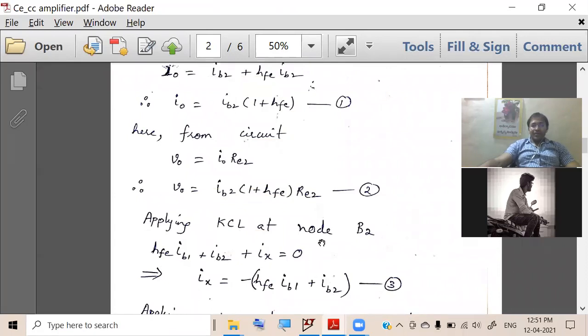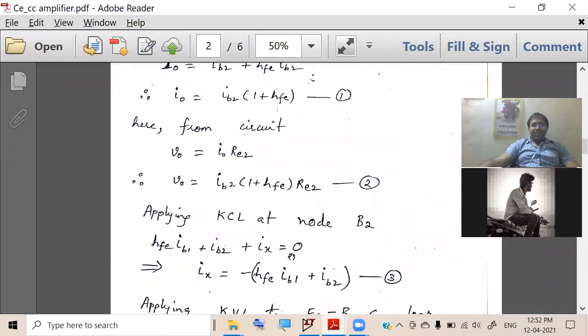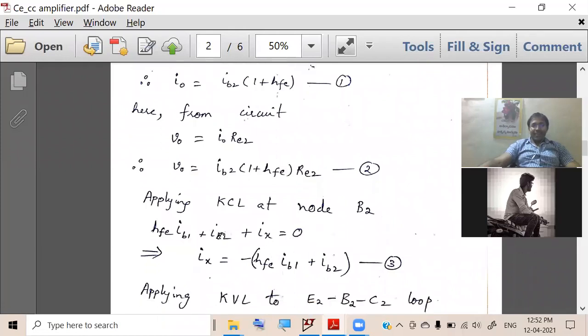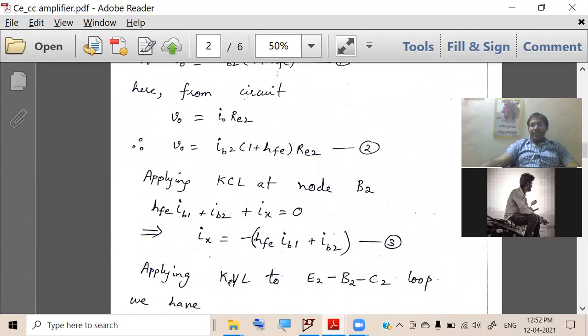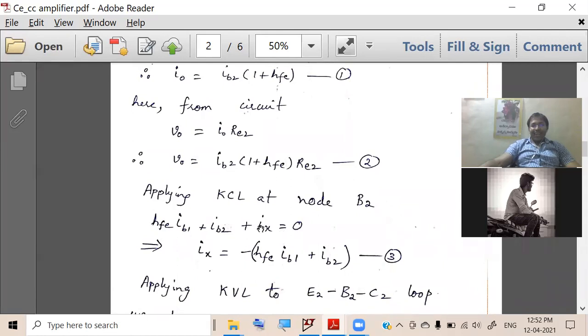Now, next, this IX we are finding, because IX is an unknown variable. Let us eliminate it. So I am taking IX and sending these two terms to the RHS. When they go to the RHS, they become minus, isn't it? Simple maths. So IX is minus of HFE IB1 plus IB2. We are giving equation numbers.